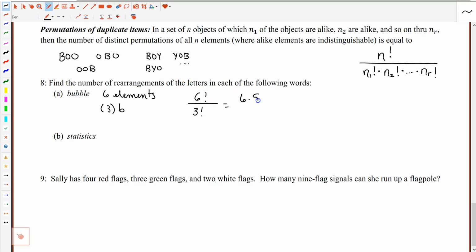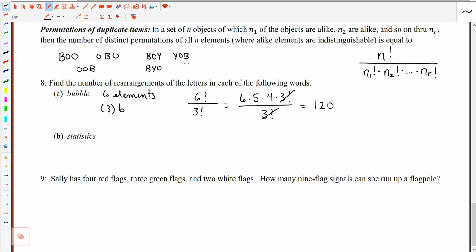So let's clean this up. 6 factorial is 6 times 5 times 4 times 3 times 2 times 1. But the 3, 2, 1, I'll just keep trapped in 3 factorial because downstairs I have a 3 factorial and I will be able to cancel those. So I really have 6 times 5 times 4 to put in my calculator, so there will be 120 different ways of rearranging that.